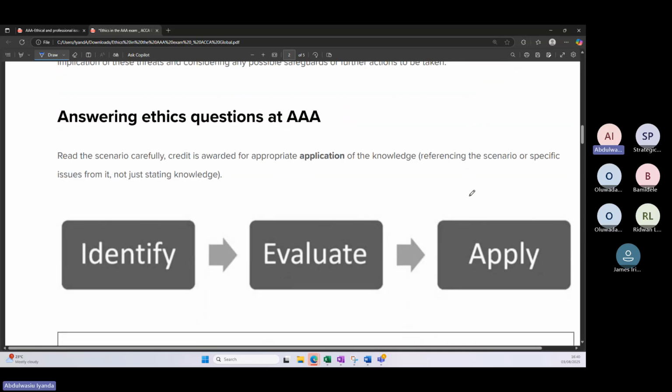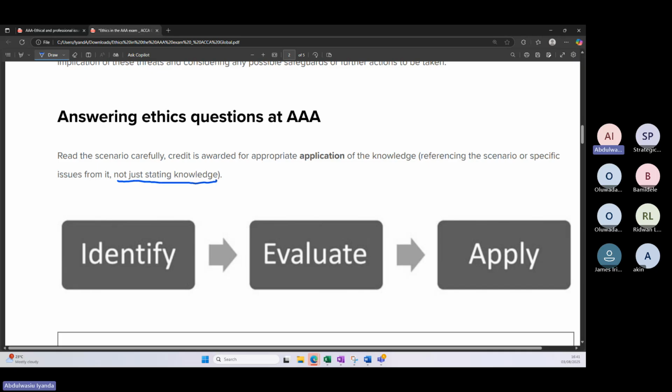So how do we want you to answer now? The examiner has given you this article now. You can download it. In your answer now, I expect you to have these 3 things. They say read the scenario carefully. They are advising you, and I'm also advising you as well. Read the scenario carefully. Credit is awarded for appropriate application of the knowledge, referencing the scenario or the particular issue from it, not just for stating the knowledge. So marks are awarded based on you applying the knowledge, not just stating the knowledge.